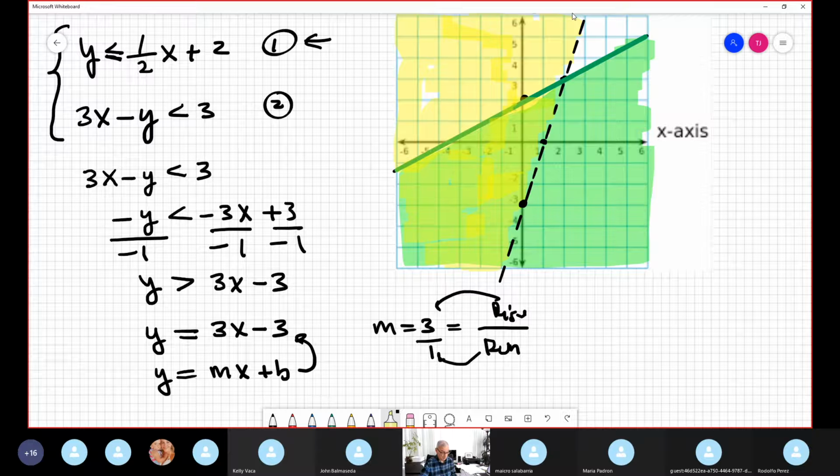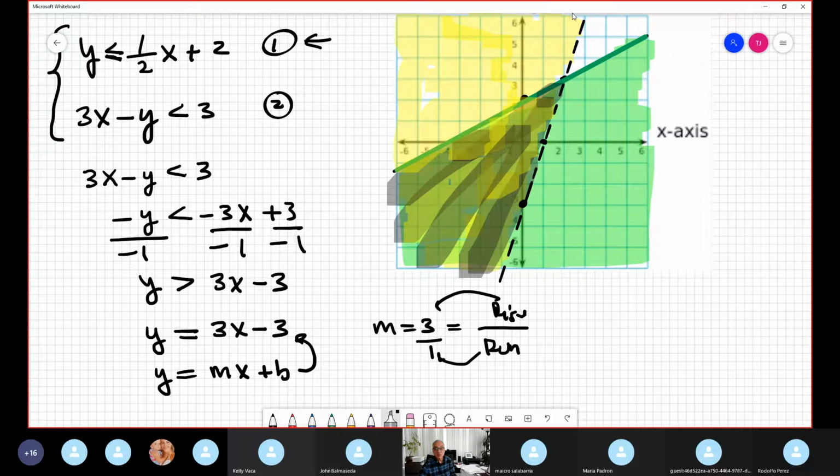Okay, so now I need to find what is the intersection between the green part and the yellow part. And it's obvious, let me use another color, gray. The intersection is this part. Let me try to do my best. The solution is that part. You shade that part. Any point inside this gray part satisfies both inequalities. Okay, is this clear or confusing?